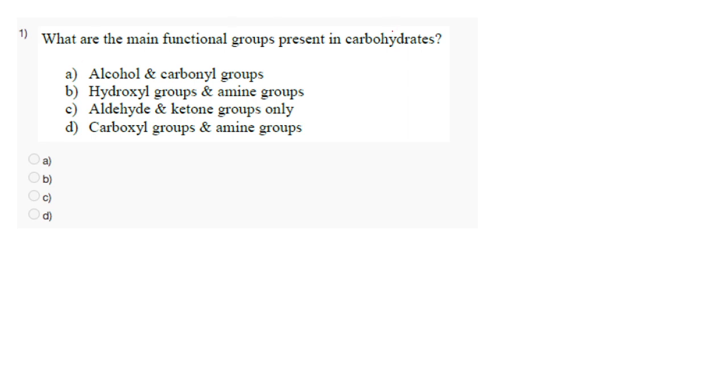Option A is correct. So it does have alcohols and carbonyls. In carbonyl, aldehyde also comes. This is R H and this is R1 CO R2. This comes under the carbonyl group. So what is attached here? It doesn't matter. This functionality is called the carbonyl group.